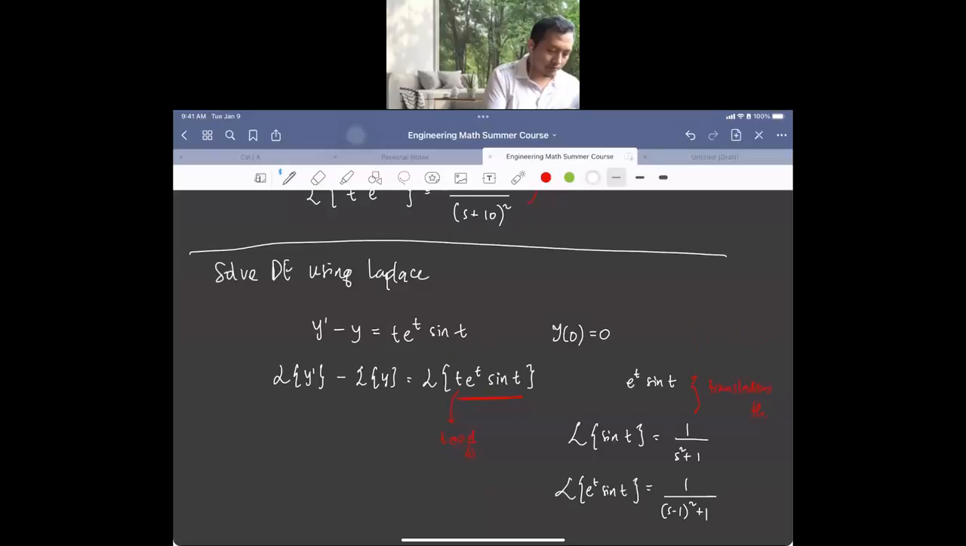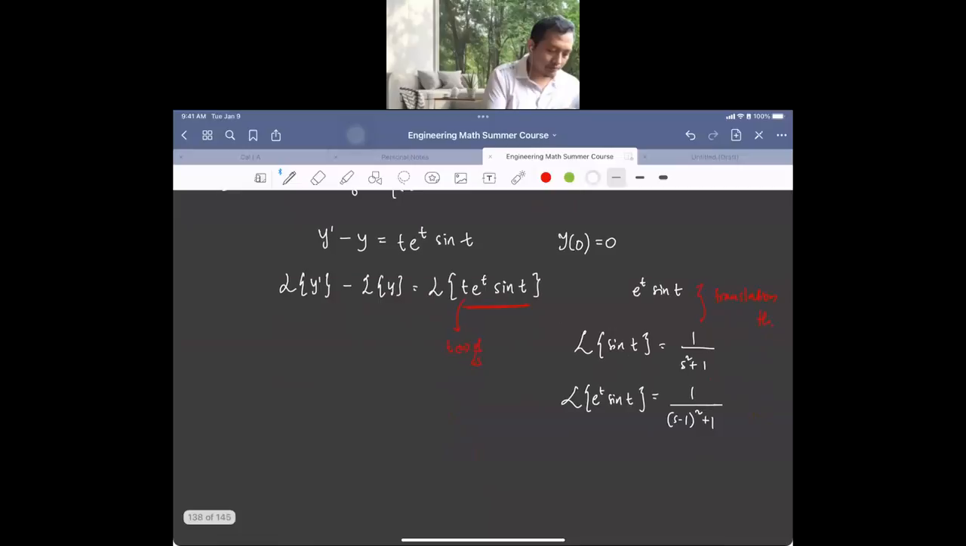Now, what this means by t e^t sin t is that this will be the first derivative, minus of with respect to s, and we need to differentiate this.